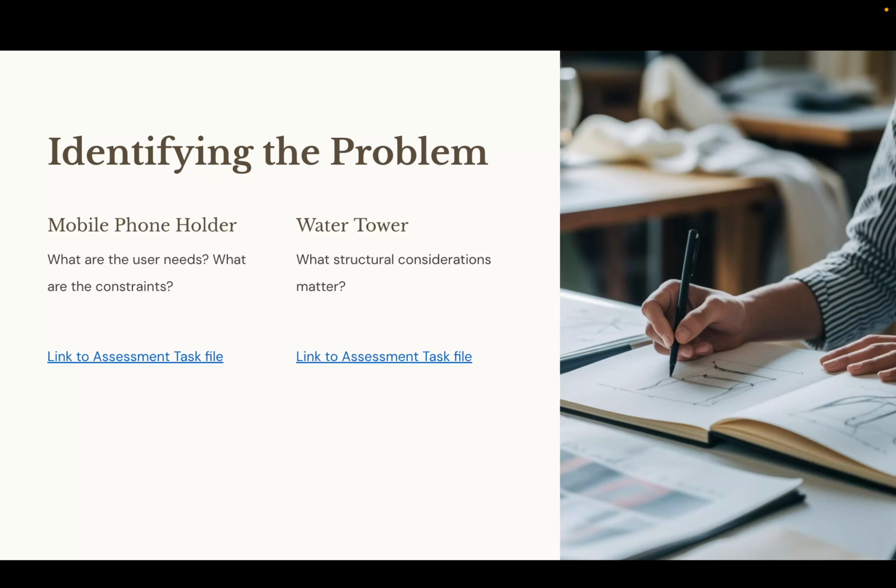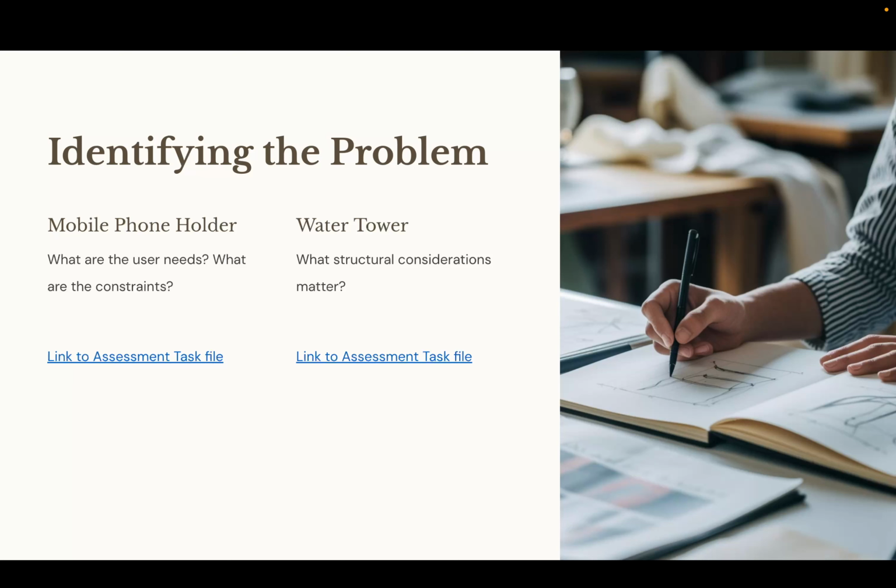Identifying the problem. The first step in research is identifying the problem you are trying to solve. Let's look at two examples from your assessment task. For Year 8, you will be doing the mobile phone holder. For Year 7, you will be doing the water tower project.